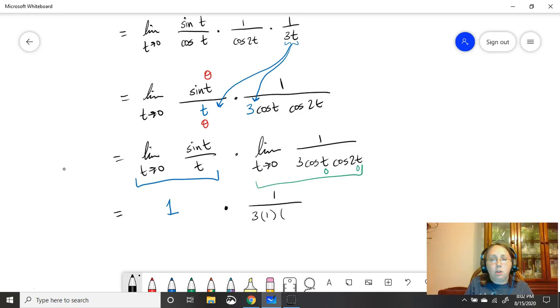Cosine of 0 is 1. Cosine of 0 is 1. So we just end up with 1 times 1 over 3, or 1 over 3. There's your limit.